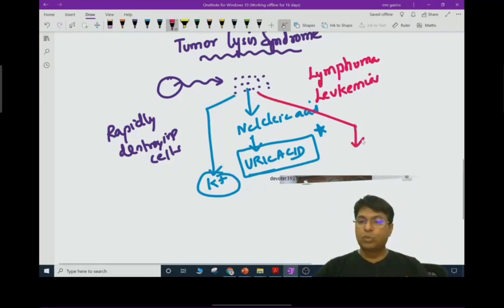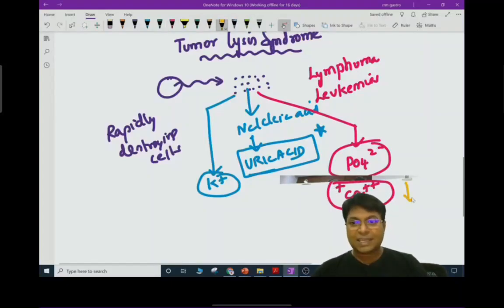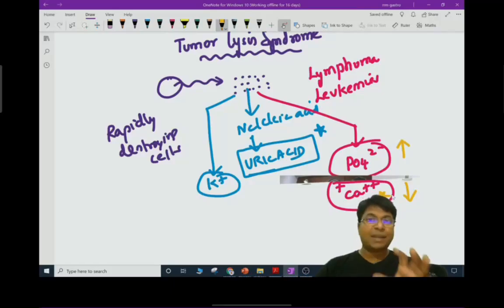So intracellular potassium comes out, which is causing hyperkalemia. Similarly, phosphate is also released out from the cell. As this phosphate is released, it will bind with the ionized calcium. Please remember, this is a very important point: there will be a decrease in calcium and an increase in phosphate. Because phosphate binds with the calcium, the calcium level is decreased in this tumor lysis syndrome.